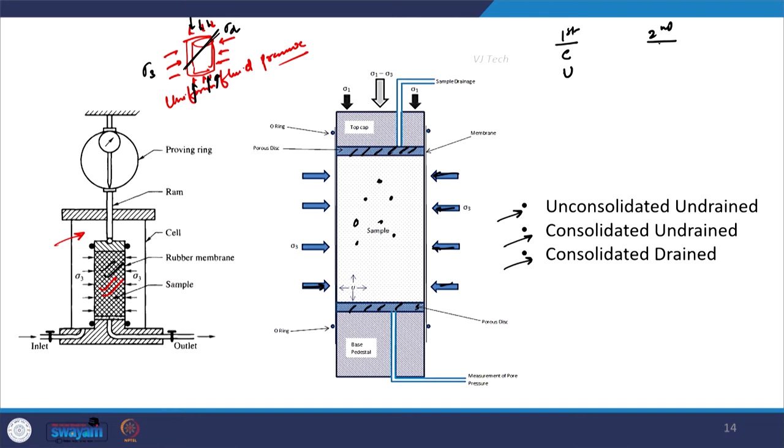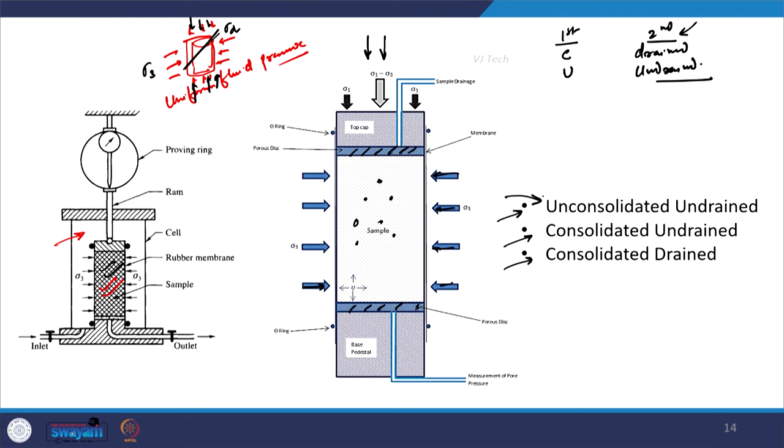While in the second part, which means you have applied the cell pressure, now you are applying the deviatoric stress here. All right. So if you are applying the deviatoric stress, which means you are increasing the axial load, and during this second part of the test, if you allow the water to go out, then it is called drained condition, and if you are not allowing the water to go out, it is called undrained condition. So here we define the volumetric changes in terms of drained or undrained.